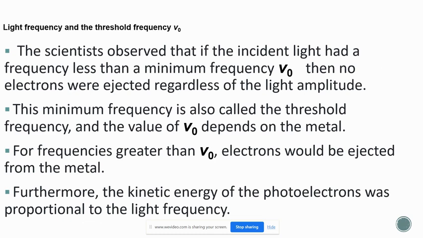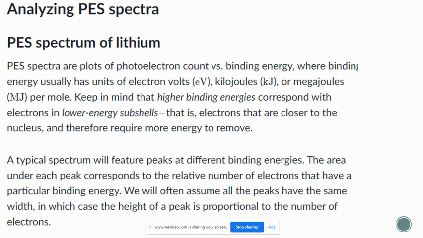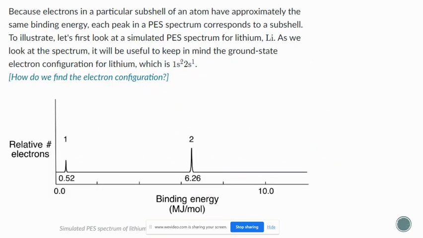So what they're doing is they're shining this light in, they're causing those electrons to come off, and they're taking information from that and figuring out how tightly bound those electrons are. Okay? And then they're putting it into a graph. So what I want to do is show you how to read these graphs today.